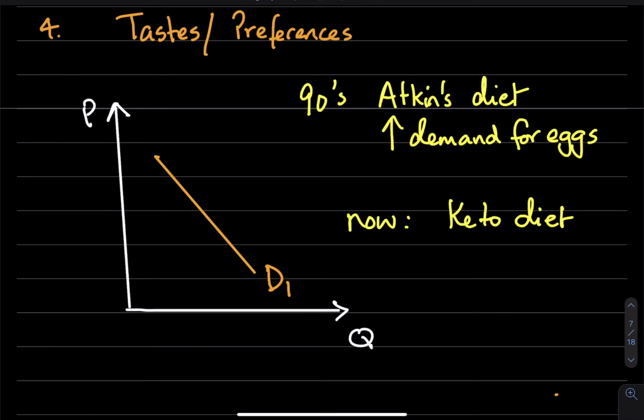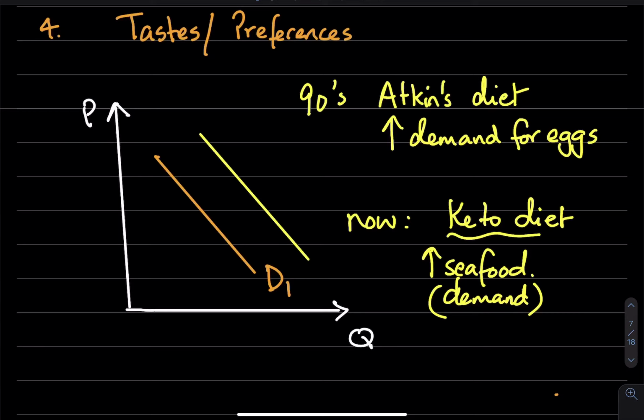Okay, and for now, if you think about the ketogenic diet, then the demand for seafood is high, and that can make seafood more expensive because it would shift. I shouldn't say seafood more expensive because we'll get to that point later, but it would increase the demand for seafood. Okay, so if you're inclined to consume a product, then at any given price point, you demand more of that. Okay, so whether it's eggs or seafood, that's what's happening.